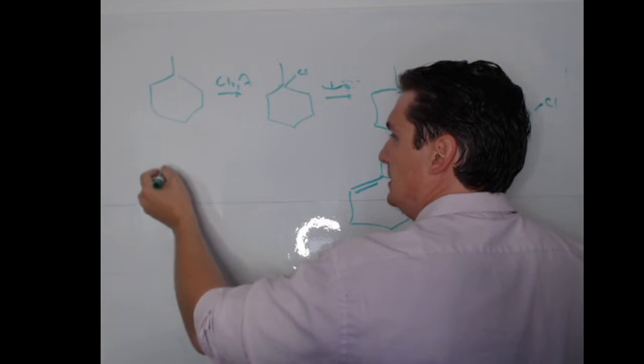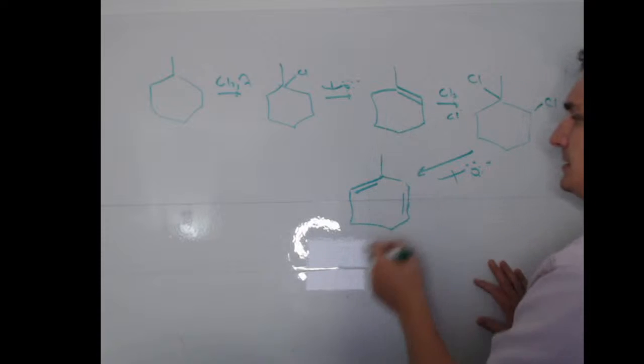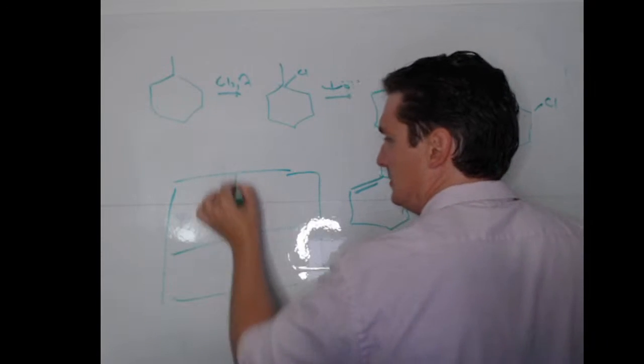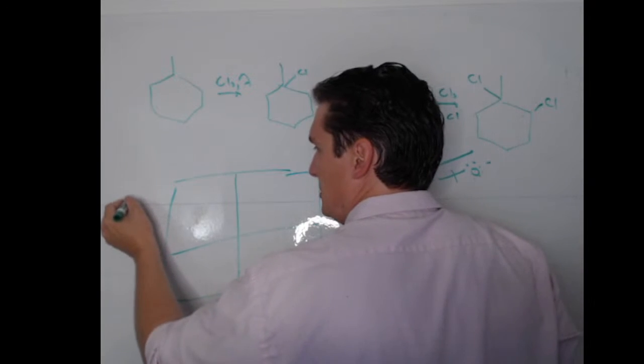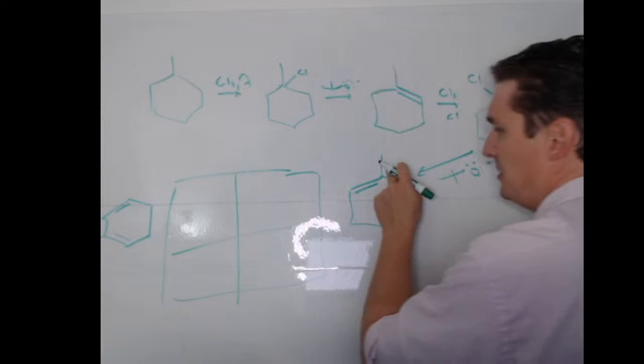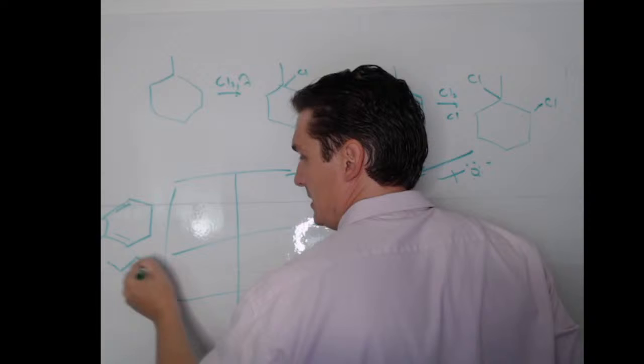So the product of any Diels-Alder is going to be a cyclohexene. But the thing is that we've got our diene, so we can build a Punnett square. We've got a situation where we've got a methyl group up or a methyl group down.